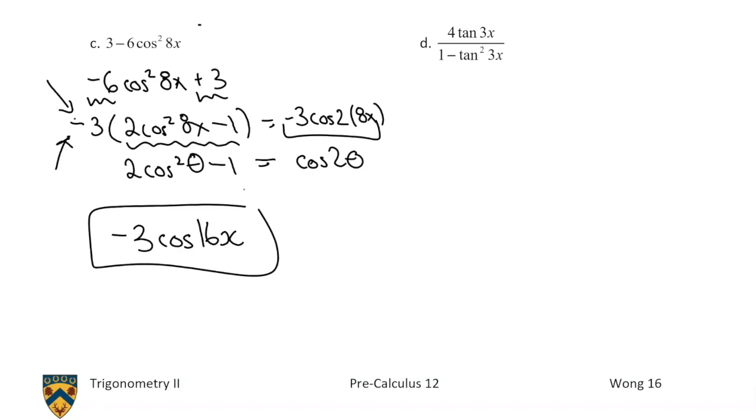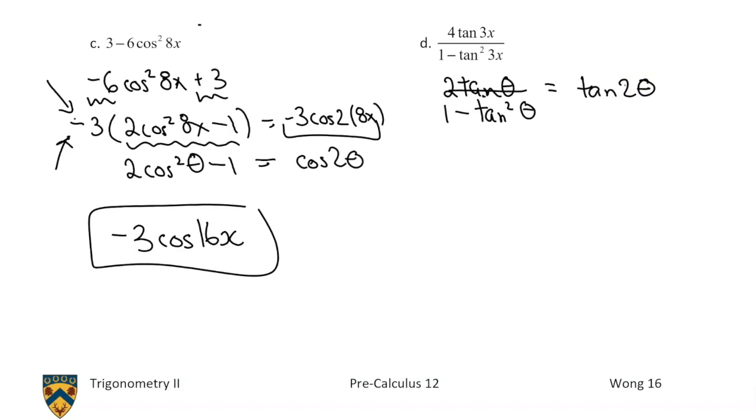Okay, and then finally, let's take a look at this last example right here. So we haven't looked at the tan identity too much, but I'll just write this out just so it's really clear. So if we have our tan identity, 2 tan theta over 1 minus tan squared theta, that equals tan 2 theta.